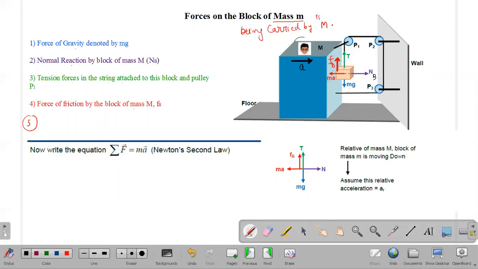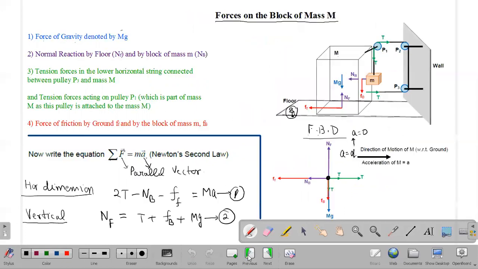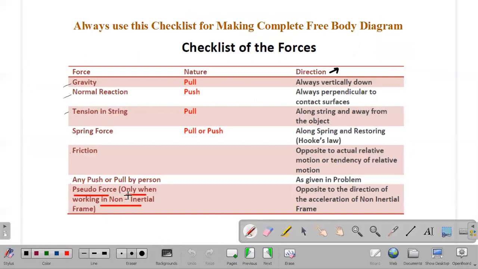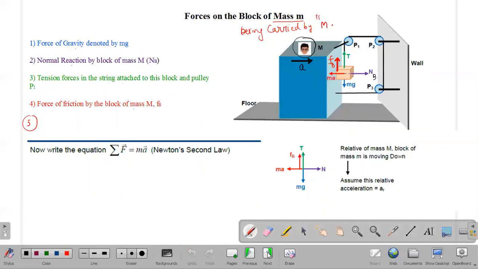So we are considering motion of small m in the non-inertial frame, and then according to our checklist, if you are working in the non-inertial frame, you must consider a pseudo force opposite to the direction of acceleration of the non-inertial frame. So we have considered ma as the pseudo force on this free body diagram. Now our free body diagram is complete.